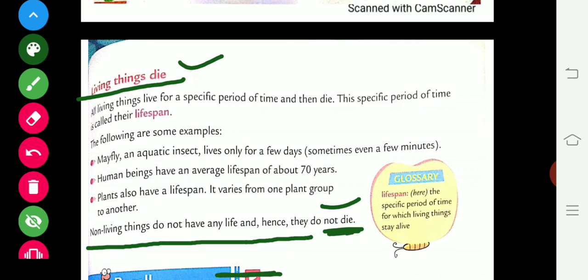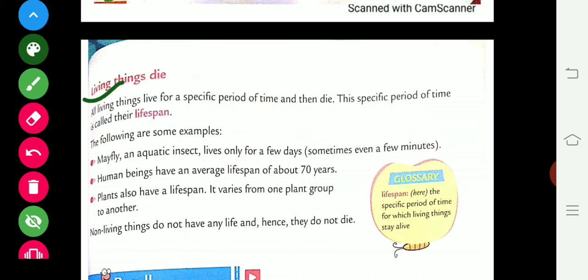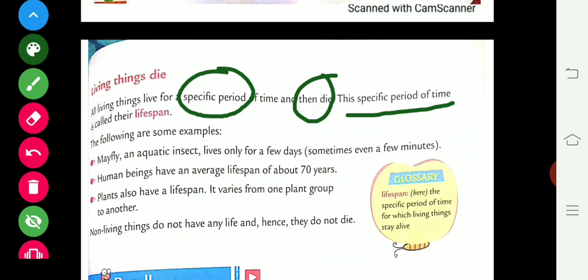Now we read about how living things die. All living things live for a specific period of time and then die. They live for a fixed period of time, and then they die. This specific period of time is called their lifespan.